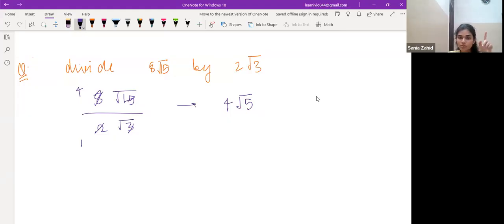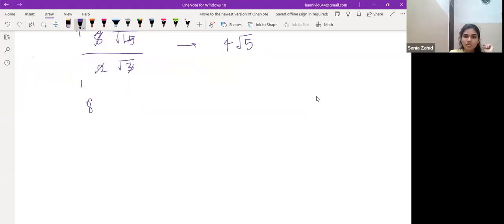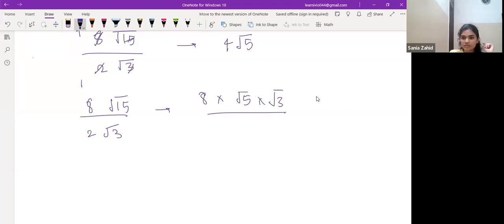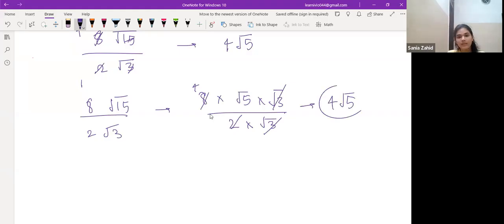See, you can even do it like this. 8 root 15 by 2 root 3. Can I break root 15 as root 5 into root 3? I can write root 15 as root 5 into root 3, over 2 into root 3, and root 3 is cancelled. 2 and 8 is cancelled, and you get 4 root 5. Even this is one of the methods by which you can solve.